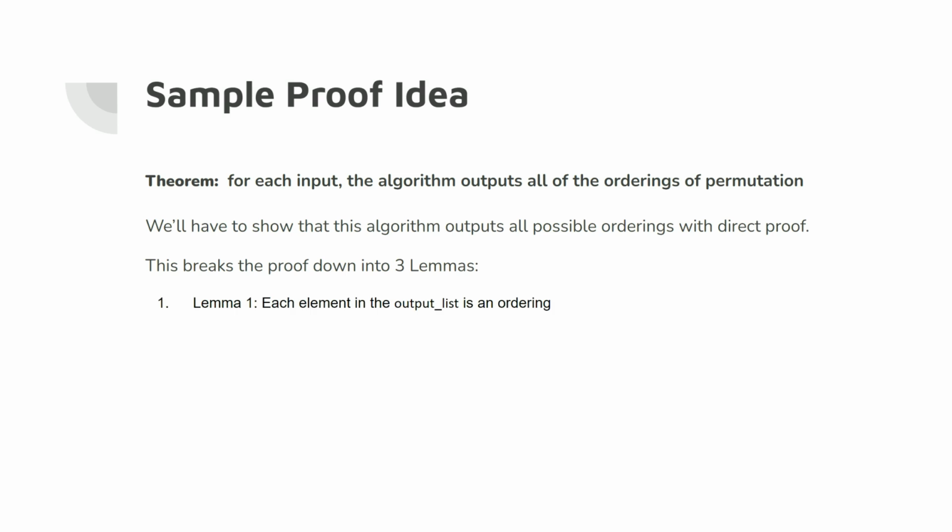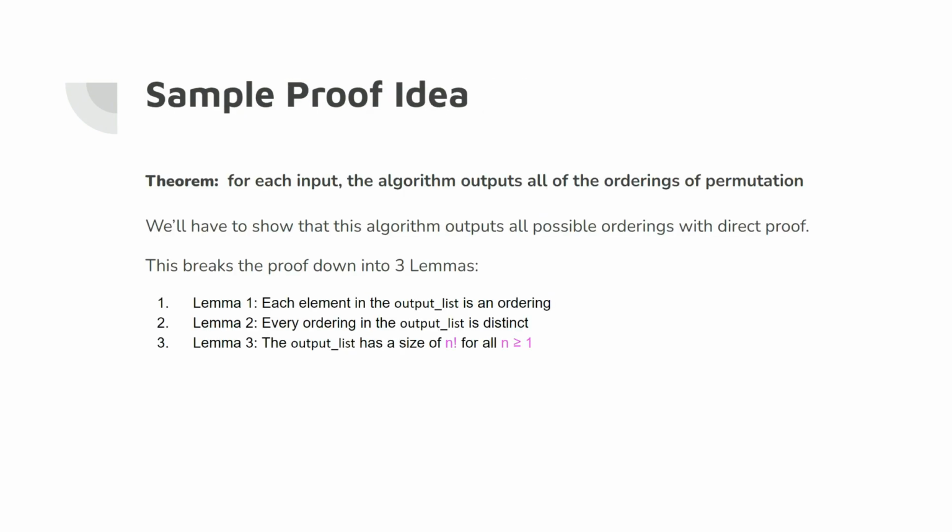Lemma 1, each element in the upper list is an ordering. Lemma 2, every ordering in the upper list is distinct. And lemma 3, the upper list has a size of n factorial for all n greater than or equal to 1, where n is the input size. Proving these 3 lemmas satisfies the theorem due to the nature of permutation, where it generates n factorial distinct combinations of the input list.